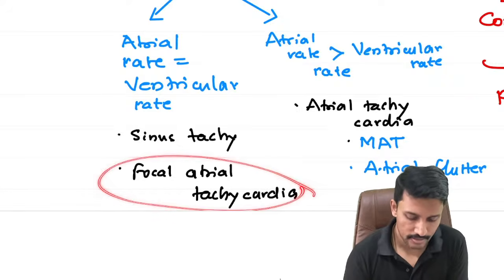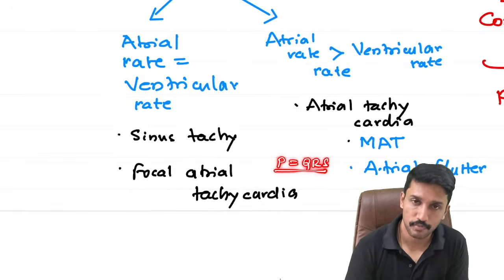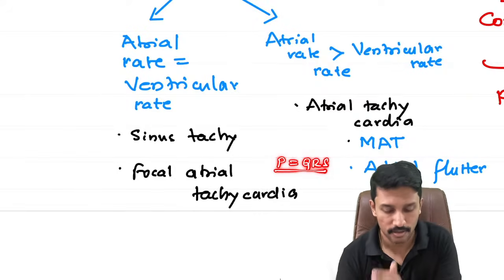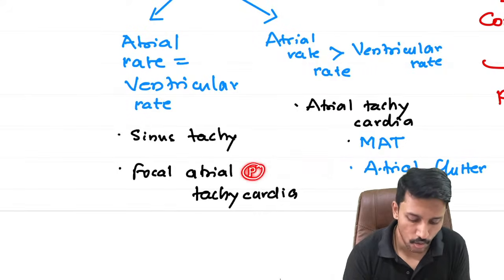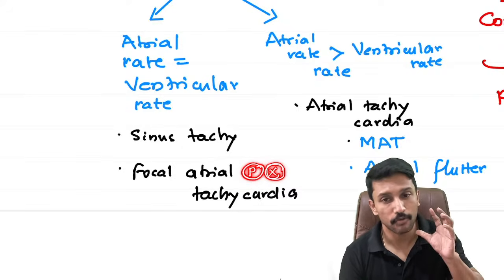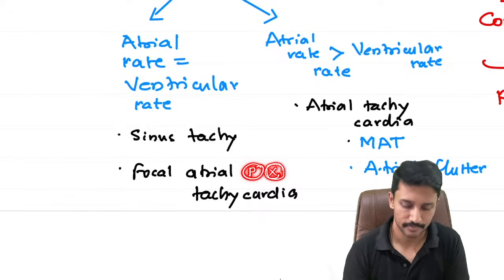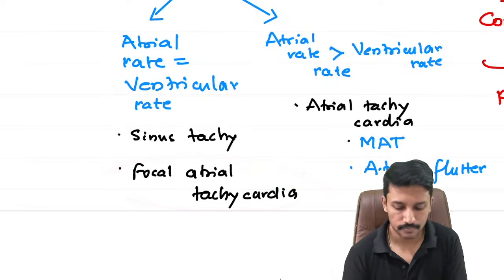In focal atrial tachycardia, each P is followed by a QRS. So the number of P is equal to the number of QRS, or the atrial rate is equal to the ventricular rate. But the P is not morphologically normal. It looks different because it is not coming from the SA node. It is coming from an ectopic focus in the atria. So that is how we diagnose it.